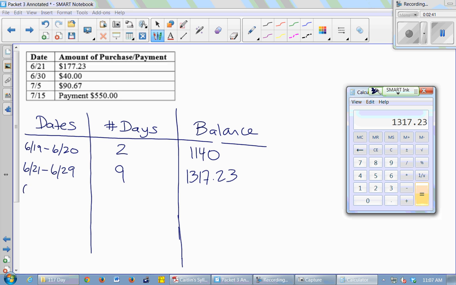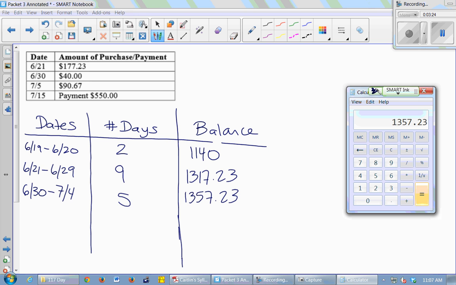All right, and then on the 30th, I made another purchase, and my balance remained steady from that day until the 4th. Okay. And I need to add $40 to my previous balance. So my balance for that set of days is 1357.23. And how many days is that? 5. 30th, 1st, 2nd, 3rd, 4th, 5 days. And honestly, count on your fingers if you have to, because it can be confusing. Like, is that 9 days or 10 days or 11 days? So just count them if you have to.